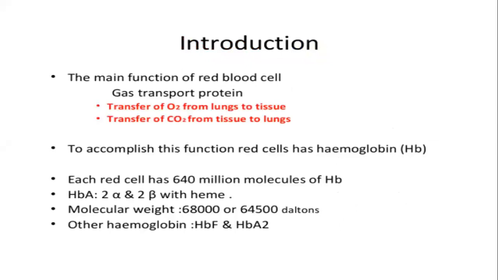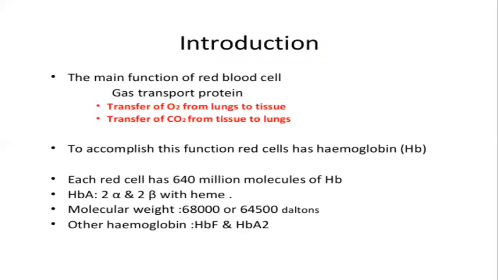So the main function really of the red cell and hemoglobin for that matter is gas transportation. And this involves transferring oxygen from the lungs to the tissues or removing carbon dioxide from the tissues back to the lungs. So the hemoglobin structure plays this key role of moving gases to or from the lungs for exhalation or inhalation.